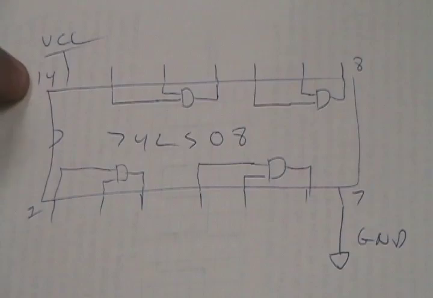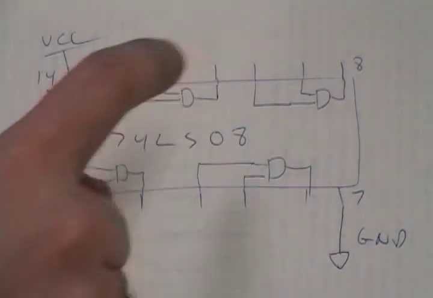Okay? So we've got four 2-input AND gates on here. All we care about is that we're just going to use one of them. There's always two inputs and one output.